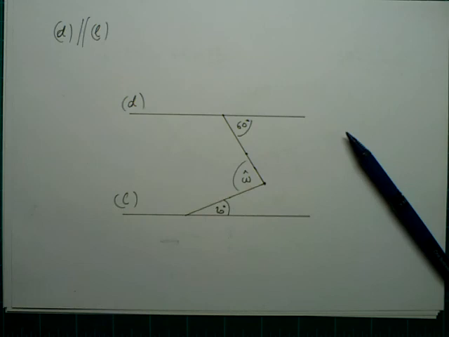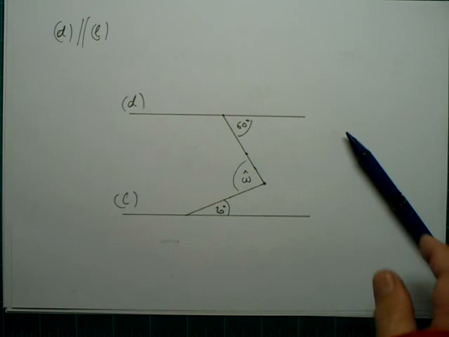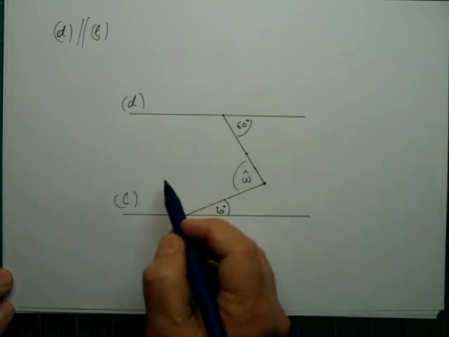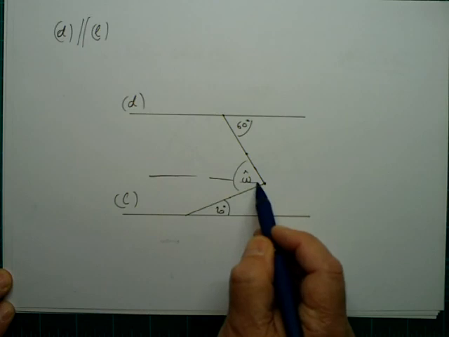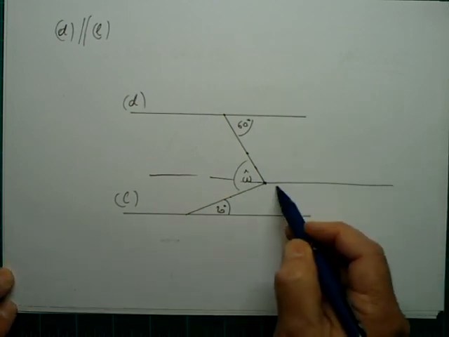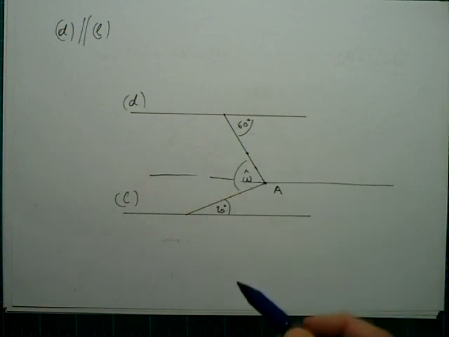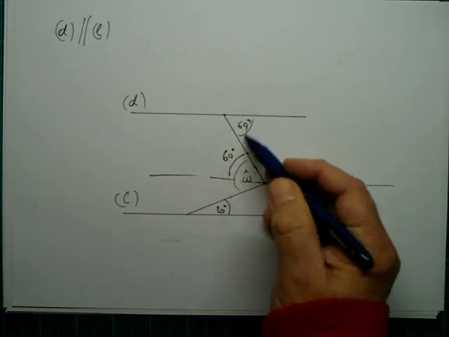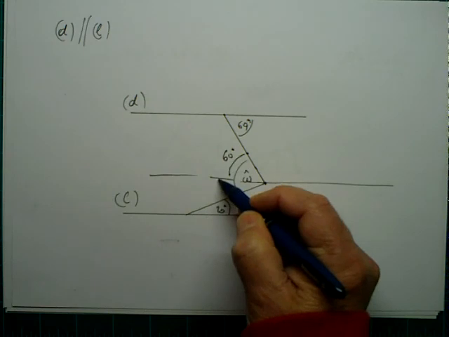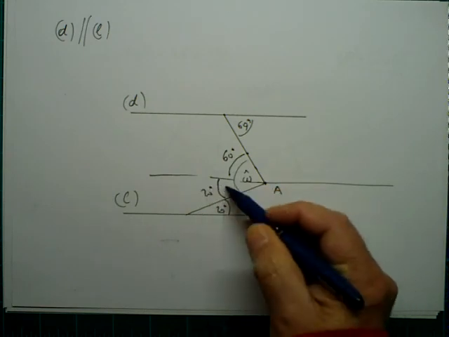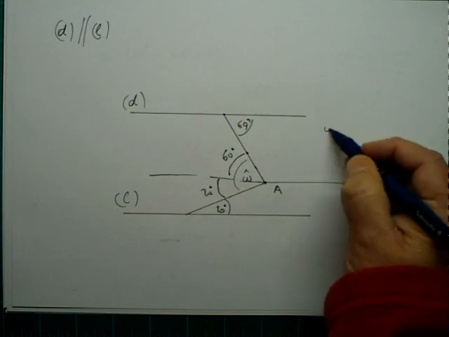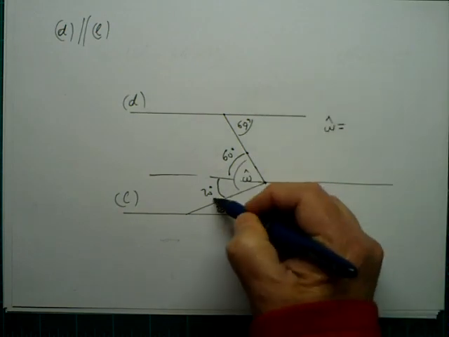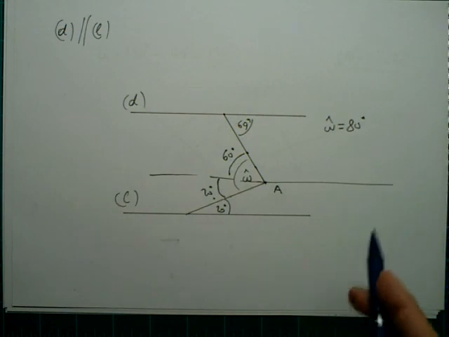Okay, this seems a bit more difficult, but somebody may decide to sketch a parallel line from this point, say A. Parallel line to the other two. Okay, now this angle here is 60 because these two are alternate. And this angle here is 20 because these two are alternate angles. So omega is 60 plus 20, which is 80 degrees.